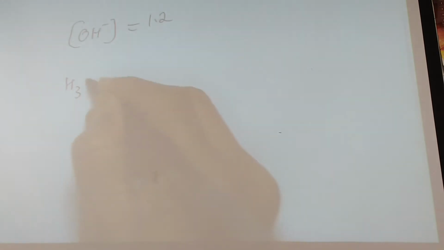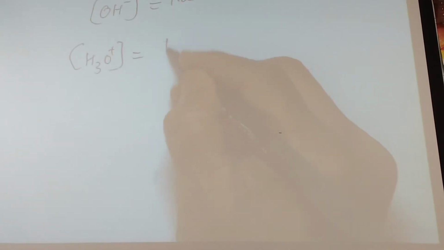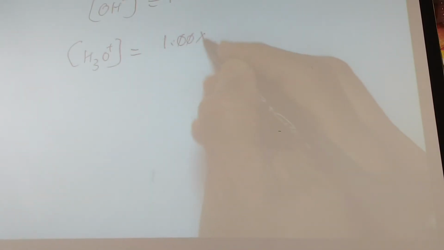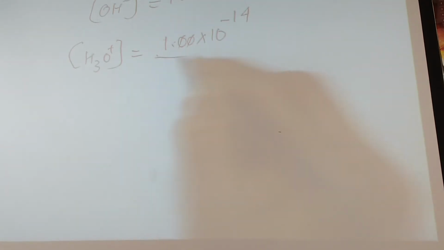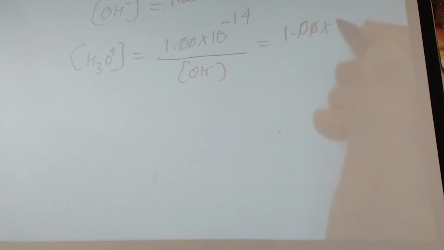The second way we have to do, number six, we have sodium hydroxide, correct? NaOH is 1.2 molar, correct? So OH minus is 1.2. Then the H plus will be what? Remember the law we did? It will be 1.00 times 10 to the minus 14, divided by the OH minus, correct? And this is 1.00 times 10 to the minus 14, divided by 1.2.